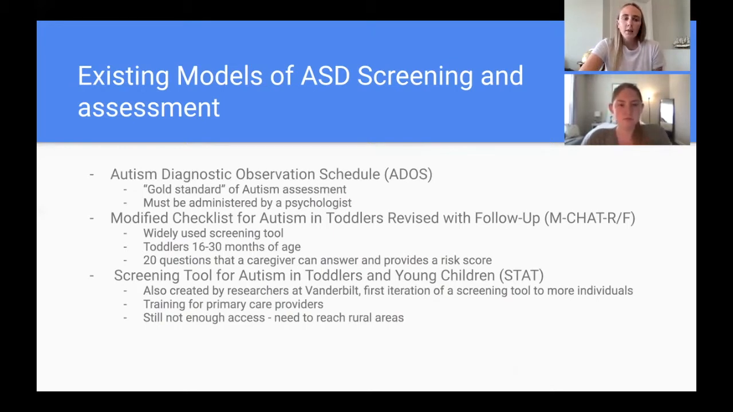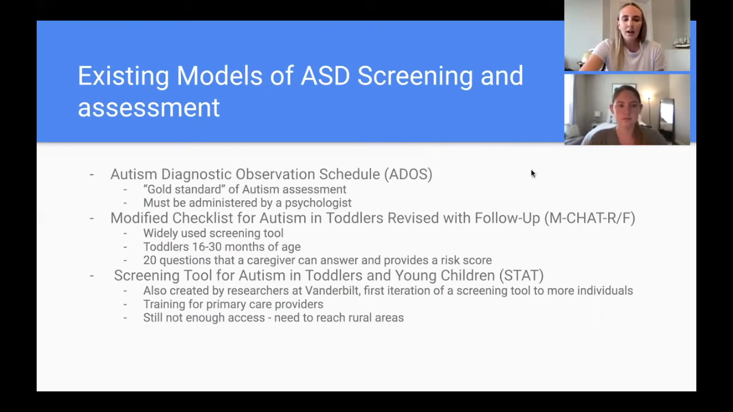And then there's the Modified Checklist for Autism in Toddlers, which is a virtual screener that a parent can go and answer 20 questions, and it provides a risk score, and then provides information about what the family should do next, depending on what their score is. So it's asking behavioral questions and then tells the family how they should proceed in seeking diagnosis or more information.